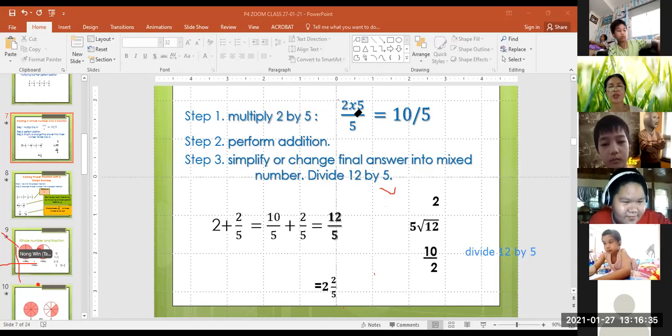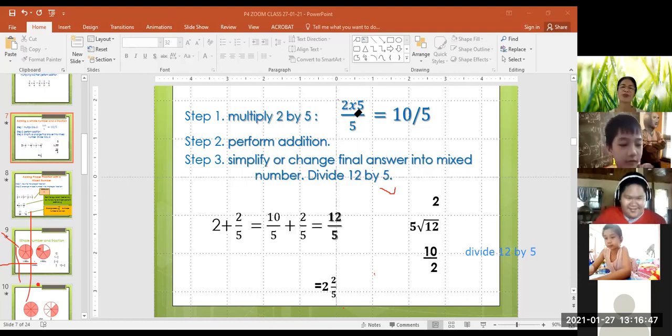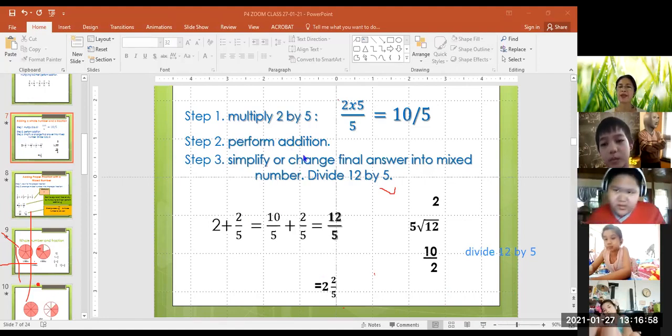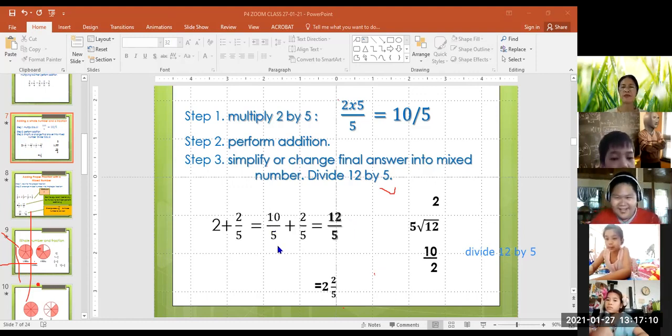Okay, so again, do you have any question? Okay, very good. So the first thing we do is step 1. You multiply 2 by 5, so you get 10. And then you copy the fraction 2/5. And then step number 2, you're going to perform the addition now. So that is 10/5 plus 2/5 is equals to 12/5. Now step 3, you're going to divide.